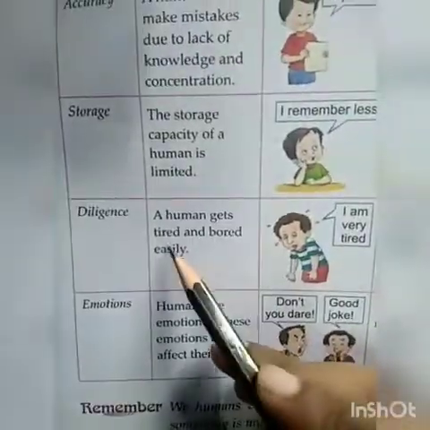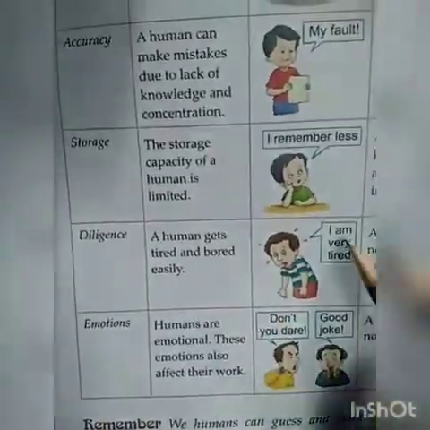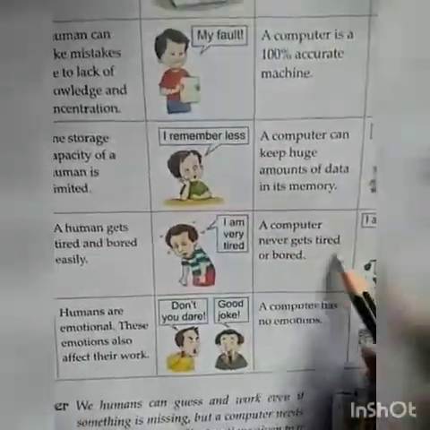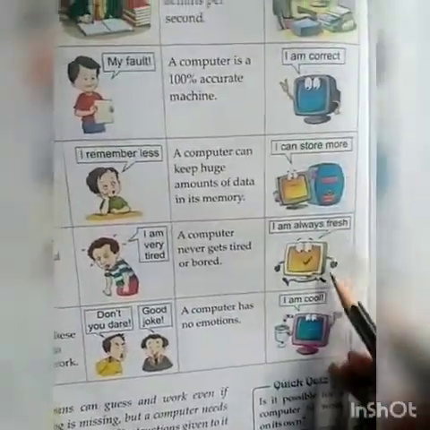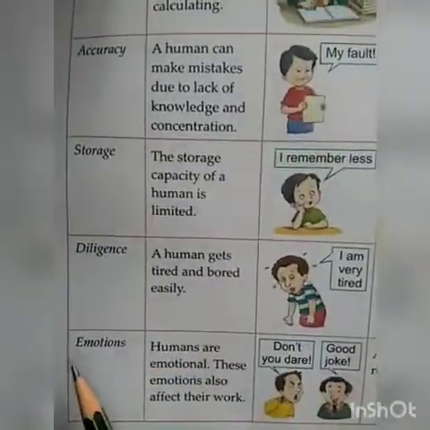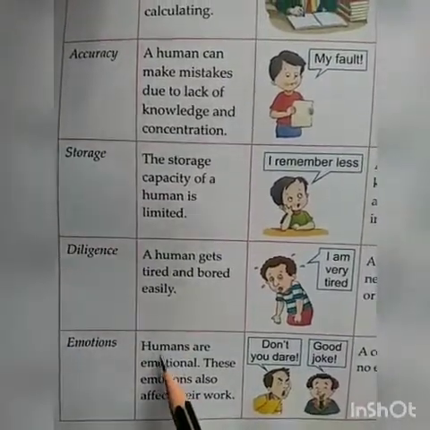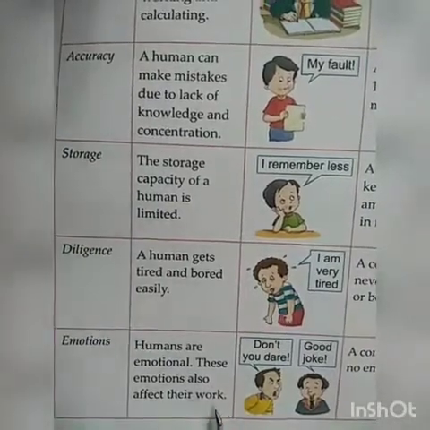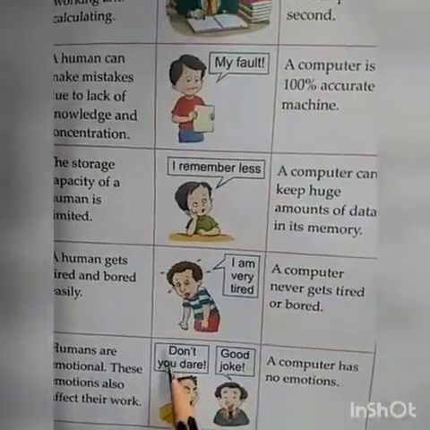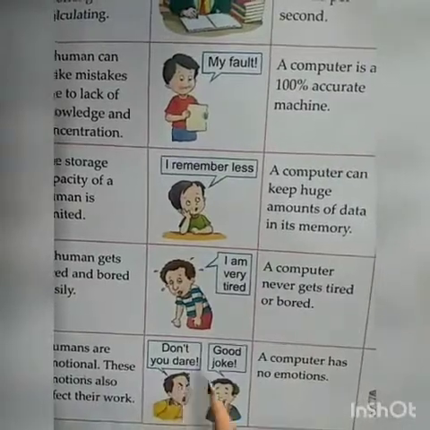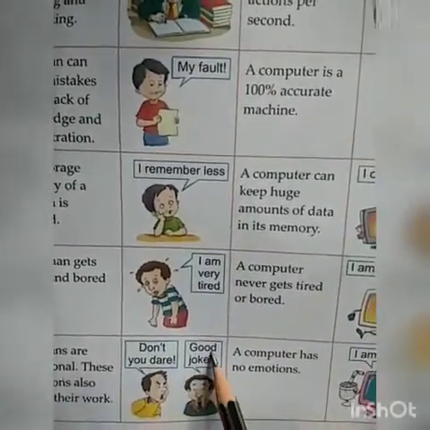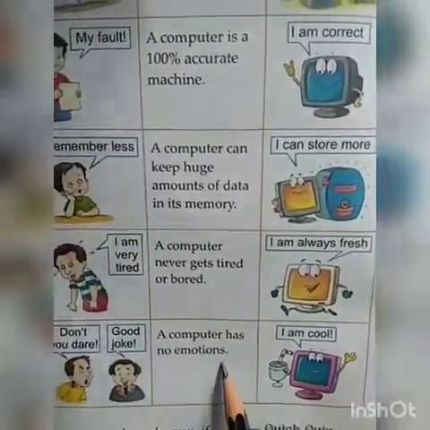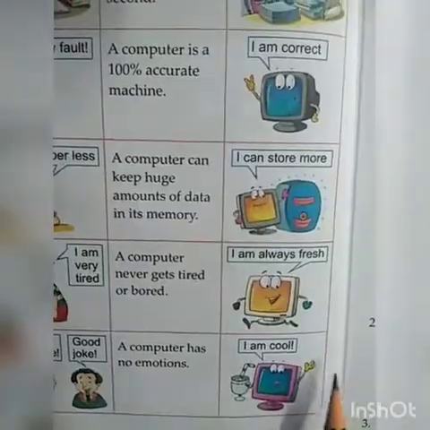Diligence. A human gets tired and bored easily. I am very tired, that guy says. A computer never gets tired or bored. I am always fresh. The last one, emotions. Humans are emotional. These emotions also affect their work. We can see the guy says, don't you dare. And the next guy says, good job. It's an emotion. A computer has no emotion. Computer says, I am cool.